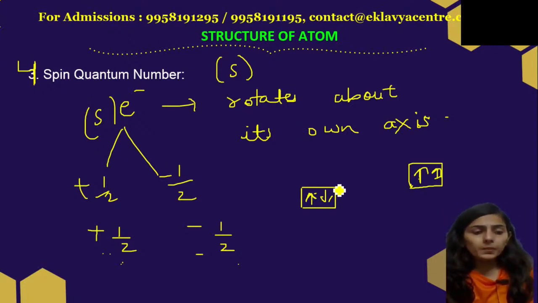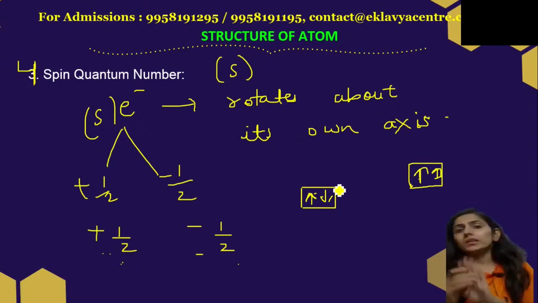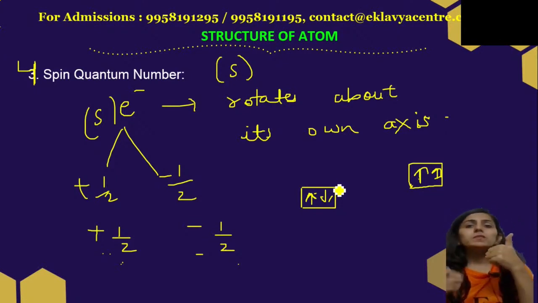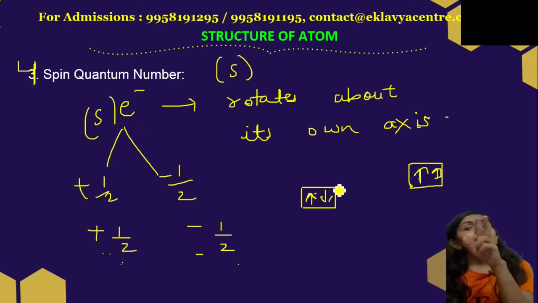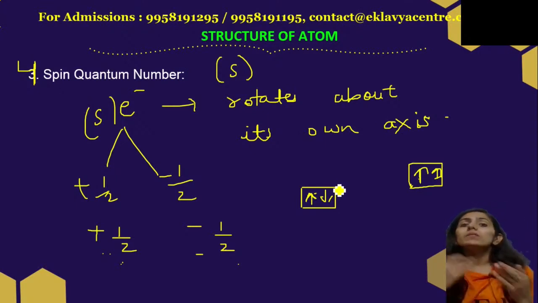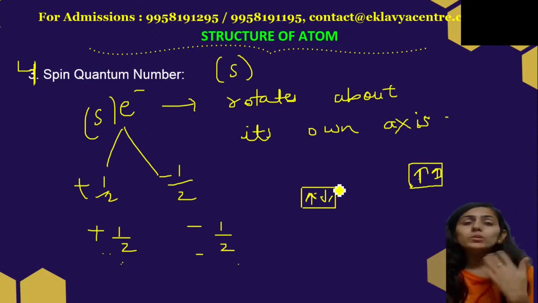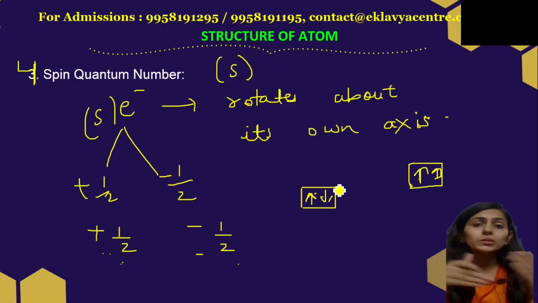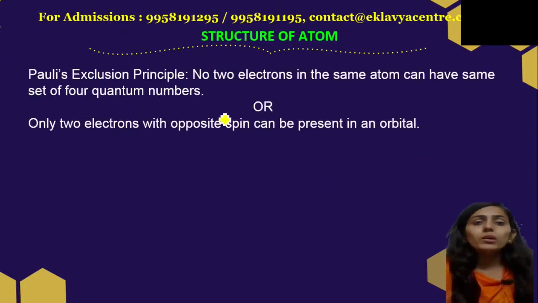Now bache, here we finish the four quantum numbers. The first is the principal quantum number, which tells us about the number of shells and the size of the orbital. The second is the azimuthal quantum number, which tells us about the shape of the orbital. Third is the magnetic quantum number, which tells us about the orientation of the orbital. And fourth is the spin quantum number, which tells us about the electron, how it is rotating about its own axis. Clear, bache?